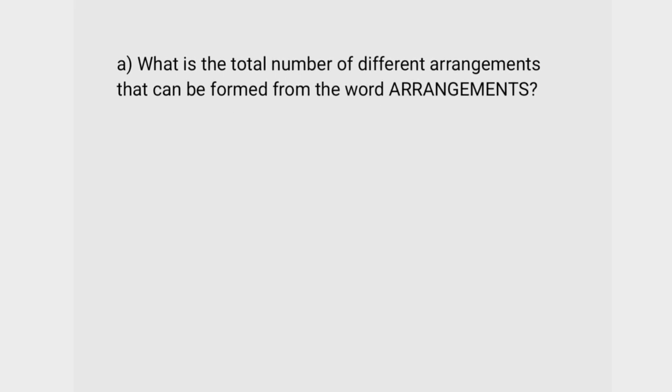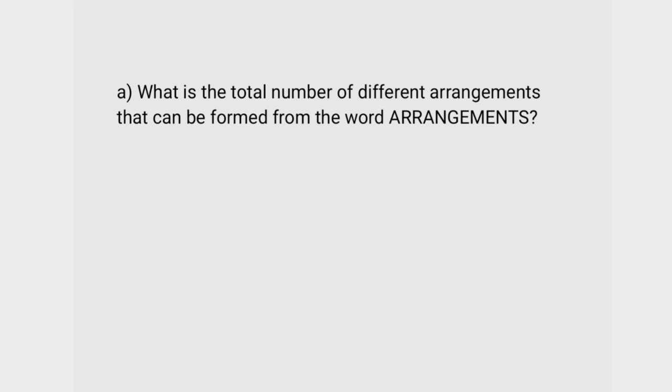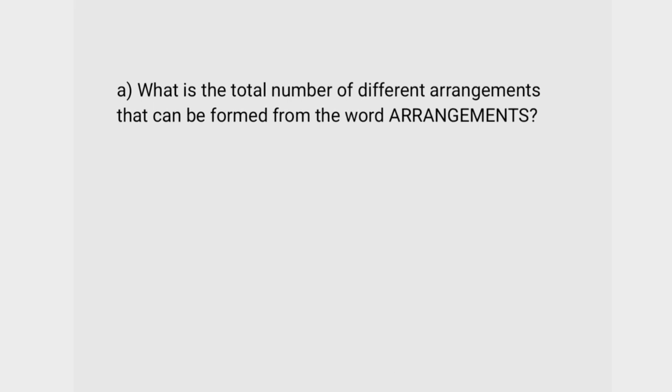So in order to get rid of these duplicates, firstly, we do the usual thing where we count the number of letters. There's 1, 2, 3, 4, 5, 6, 7, 8, 9, 10, 11, 12. There's 12 letters. So it's the usual thing with 12 factorial different arrangements. And then to get rid of the duplicate arrangements, we would have to divide by the duplicate number.